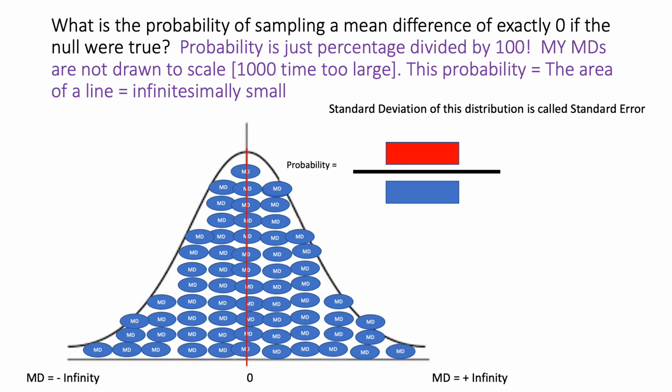which means 0.0 to a billion, to a jillion, keep going past that. Right before infinity, put a 1 there. And so it's a really small probability. So the probability of sampling that individual mean difference of 0 is really, really, really small.